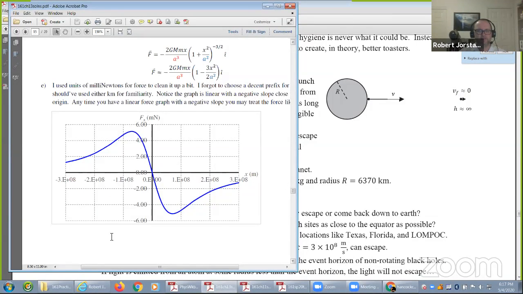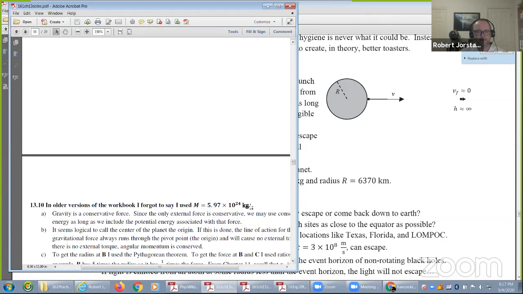Hey, everybody, if you're doing 13.10, it looks like I forgot to say use 5.97. So you might make a note right below this problem. Sorry about that. Basically, use Earth mass for the planet in 13.10.